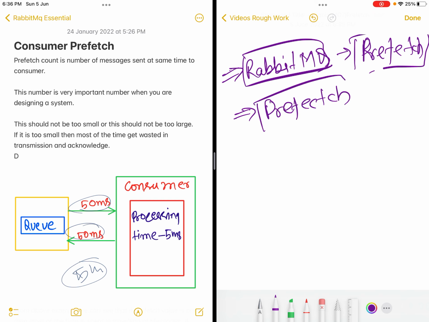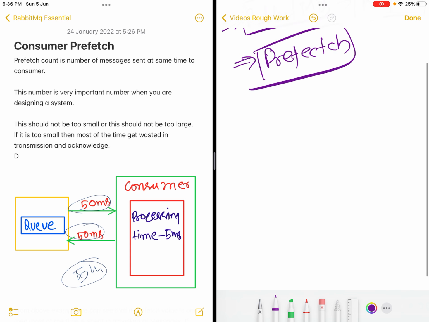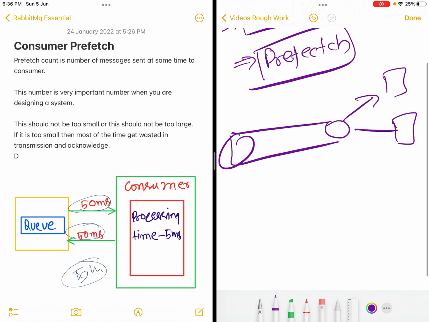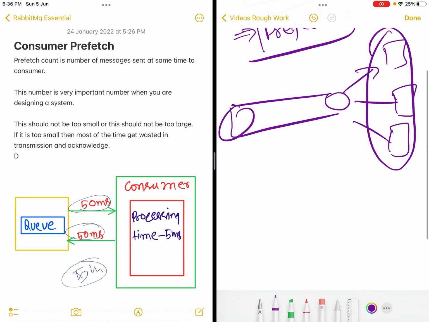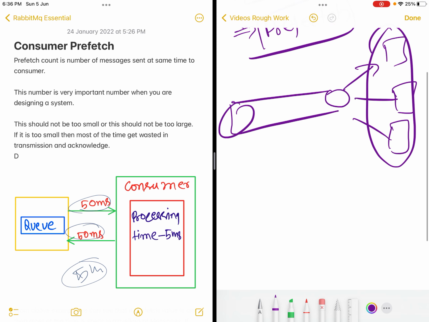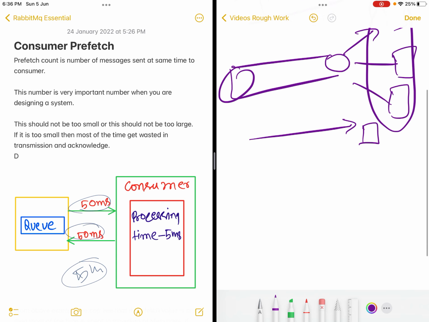So what happens is you have a queue, and then you attach a consumer to that queue, and the queue will send messages to the consumers. So what is prefetch count? Prefetch count is, whenever the queue establishes a connection with a consumer, how many messages it will send in one handshake.